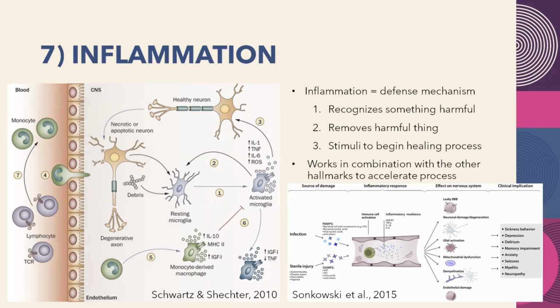And so macrophages will be involved in this. Astrocytes will also be involved in this. And it just ultimately leads to a disruption in the neuronal network from functioning properly.